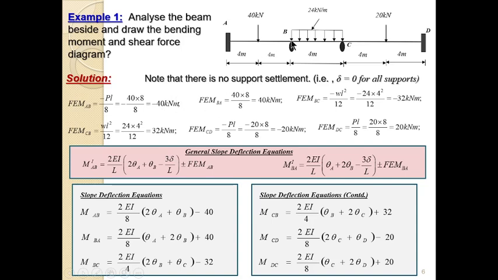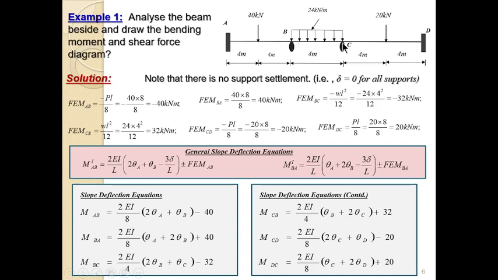At the right-hand side of that span AB, you have the fixed end moment B going to A. In that case, it will be PL over 8, not minus, just PL over 8. So P is 40, L is 8. You calculate that, it gives you 40 kilonewton meter. This other one was minus 40, this one is plus 40. So you go to span BC.